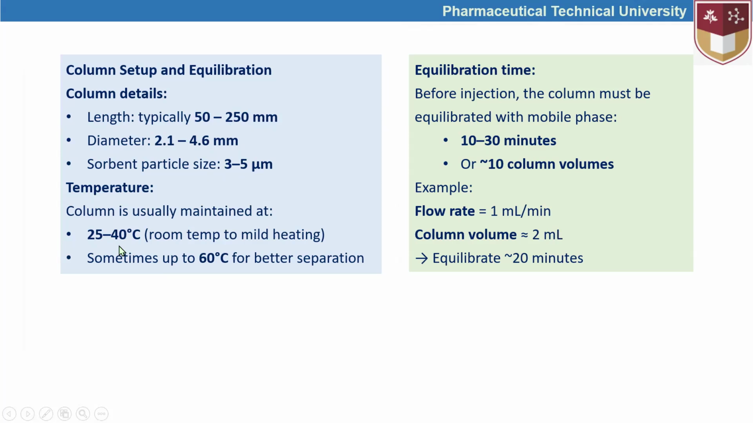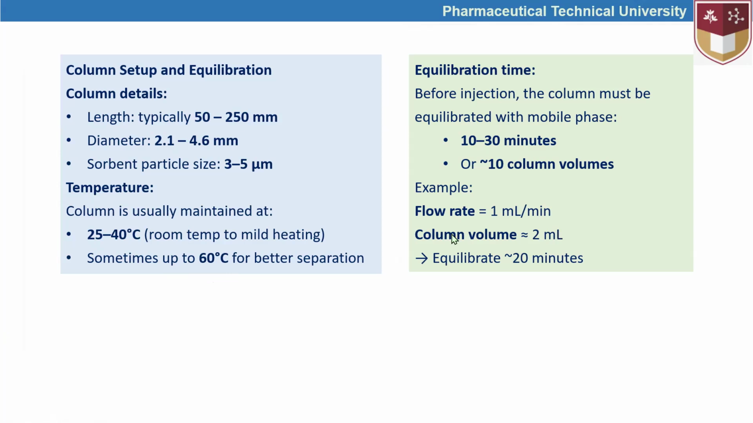Let's say the set temperature can vary between 25 to 40 centigrade, but the lower temperature is preferred in any case. So at room temperature, carrying out HPLC analysis at 25 or 30 centigrade is preferable. But again, in some special cases, for compounds that have higher viscosity, the temperature of the column is necessarily increased up to 60, 70, or 80.